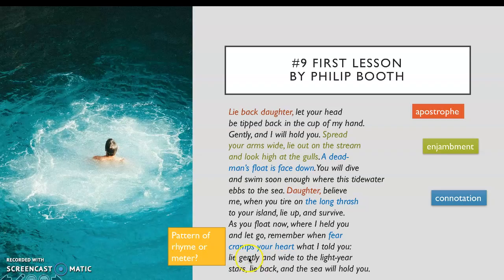And then these beautiful things happen here. He says, lie gently and wide to the light year stars. Lie back and the sea will hold you. And so you've got this negative connotation here. And then if you choose to float, this really beautiful image here at the end.